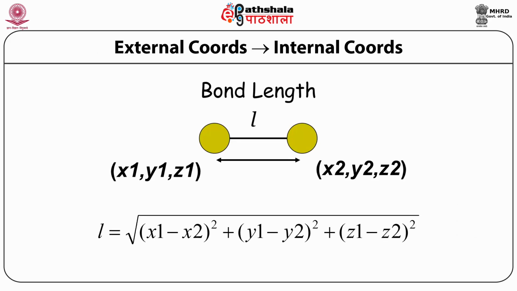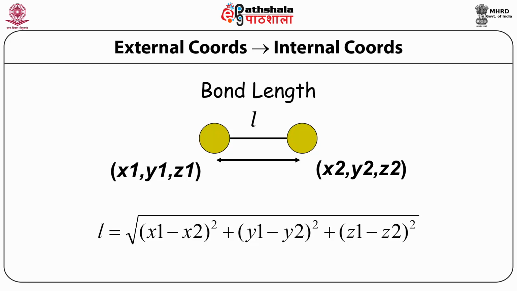Now let's see whether these two representations, the external and the internal, are equivalent or not. That means given a set of external coordinates, can we calculate the internal coordinates? Given a set of internal coordinates, can we calculate the external coordinates? If we can, then it means that these two representations are absolutely equivalent.